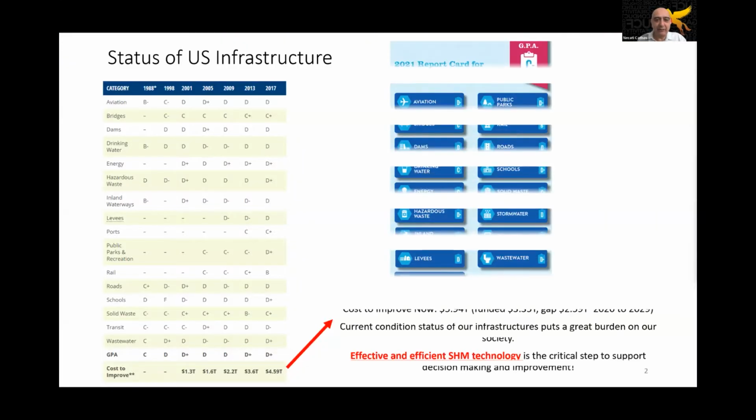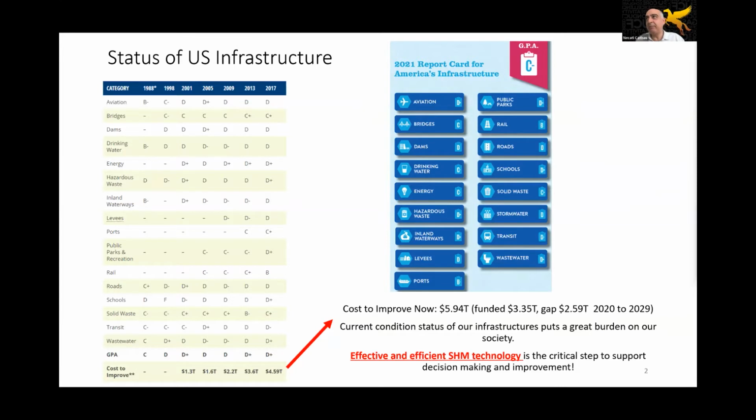So I would like to start my presentation with the ASCE report card, which is issued by American Society of Civil Engineers. The last report card was issued in 2021, and as you can see, the grade of the overall US infrastructure is rated C-. And what does that mean? It means we have to have major investments to bring the infrastructure to acceptable levels. Therefore, we need technology here.